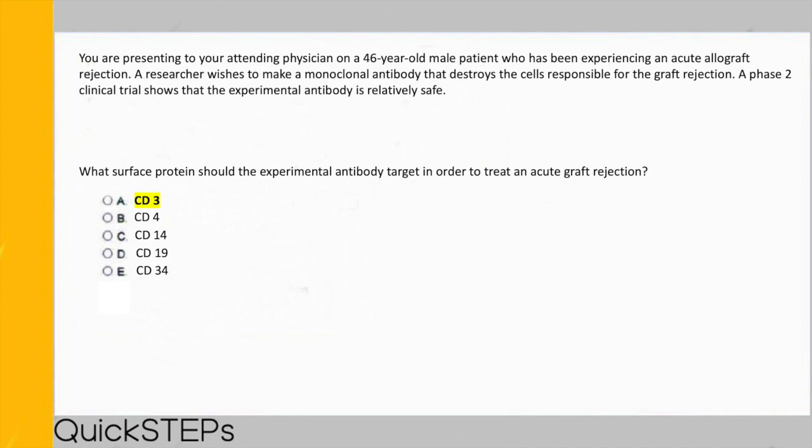Okay, and just for completeness' sake, let's talk about CD14. Well, that's found on macrophages or histiocytes. So CD14 is found on macrophages. How about CD19? CD19 is found on B cells. So CD19 is found on B cells and plasma cells. How about CD34? So CD34 is slightly lower yield, but I would definitely recommend knowing it. That is the surface marker for hematopoietic stem cells.